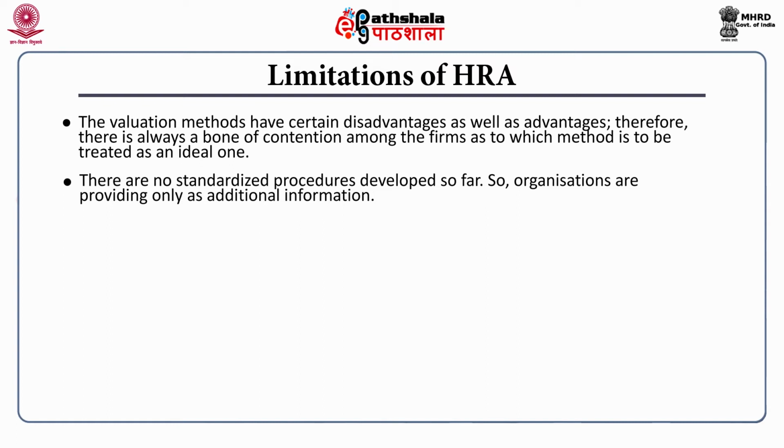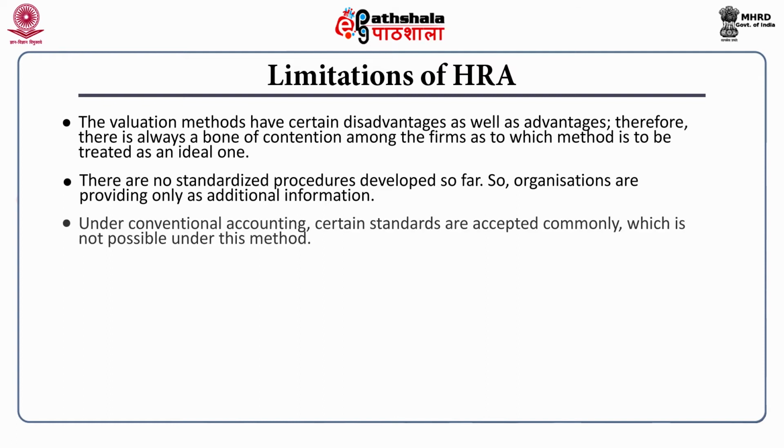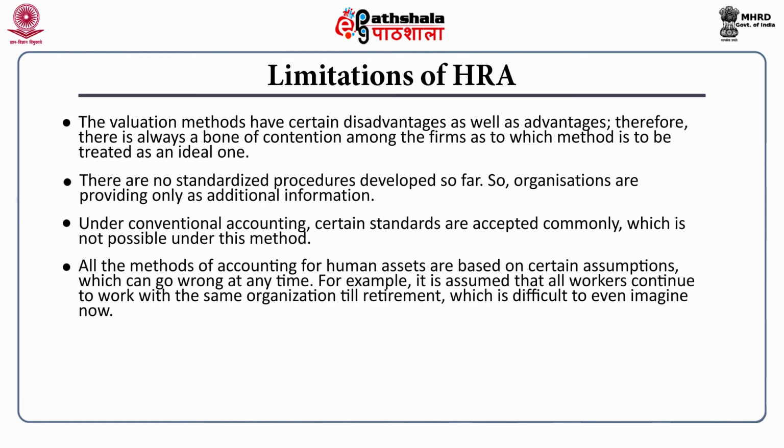Therefore, organizations are providing only an additional information. Under the conventional accounting, certain standards are accepted commonly, which is not possible under this method. All the methods of accounting for human assets are based on certain assumptions which can go wrong at any point of time. For example, it is assumed that all workers would continue to work in the same organization till retirement, which is very difficult to imagine in the current scenario.